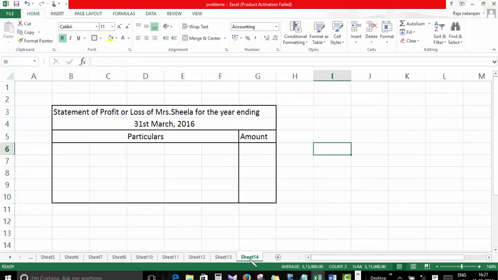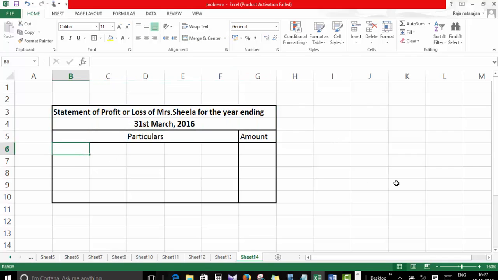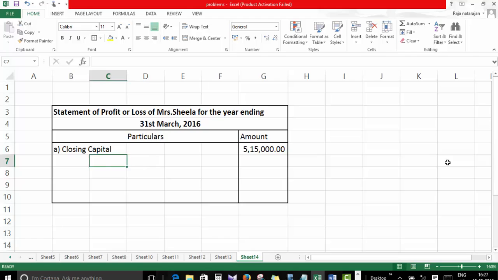So we'll have a small statement. We'll call it a statement of profit or loss of Mrs. Sheila for the year ending 31st March 2016. We'll start with closing capital. Item A, closing capital, which we can pick up from the balance sheet. What was the figure? It was 5,15,000. Now from this let us subtract, less opening capital, and we know that was 3 lakhs.